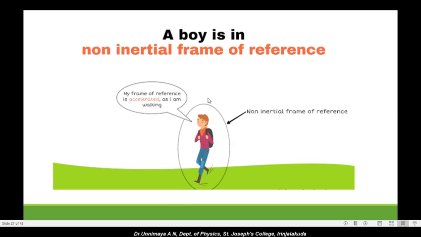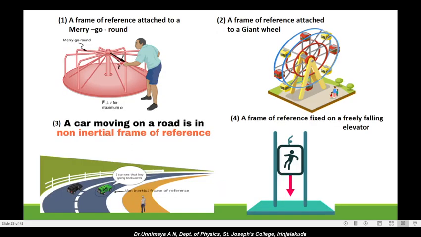The boy is not at rest; he is walking. That means that his body is accelerated. So that person can be considered as a non-inertial frame of reference. So these are some of the examples corresponding to the non-inertial frame of reference.